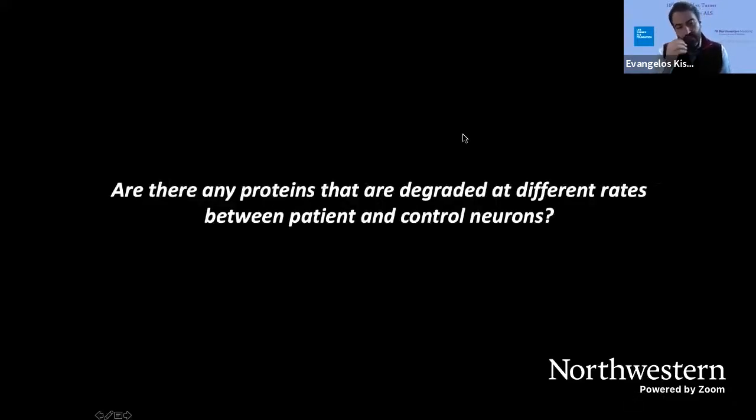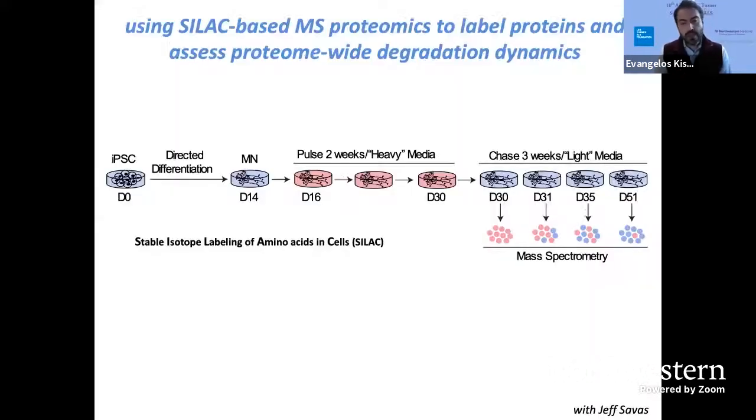So having established that there was no global defect in proteasomal activity, we next wanted to get information at the single protein level and ask whether there were specific proteins that were degraded at different rates, or whose turnover was affected as a result of the accumulation of misfolded protein. To do this, we teamed up with Jeff Savas, who runs a world-class proteomics lab here at Northwestern, and employed an approach known as SILAC, which stands for stable isotope labeling of amino acids.